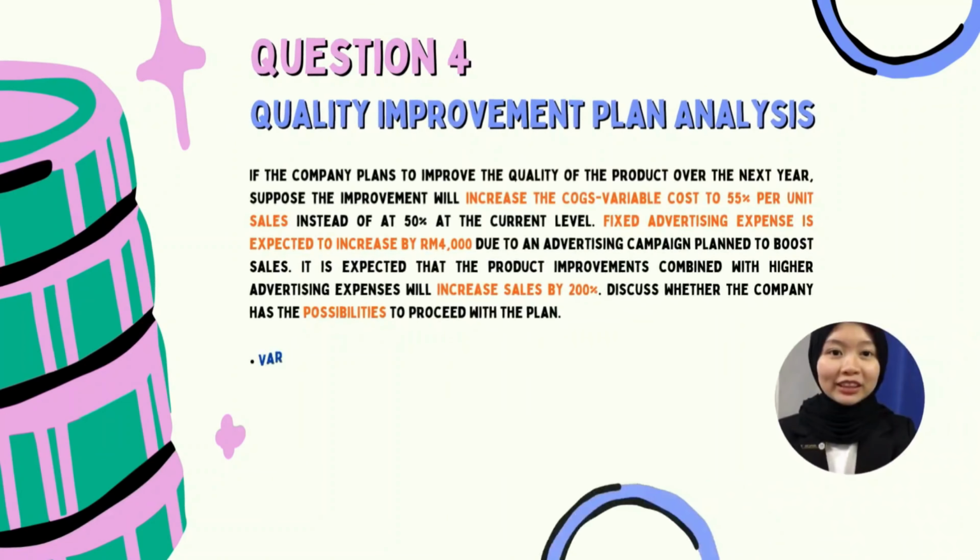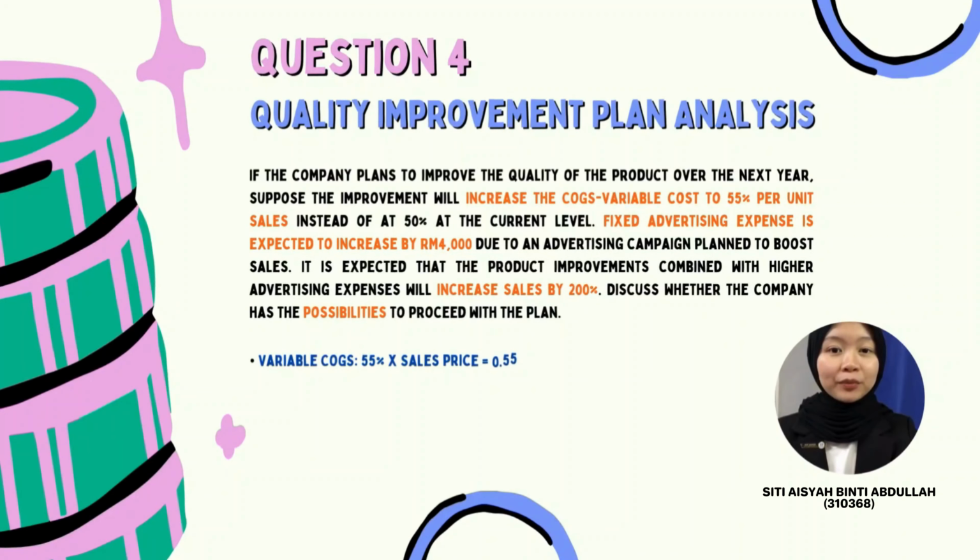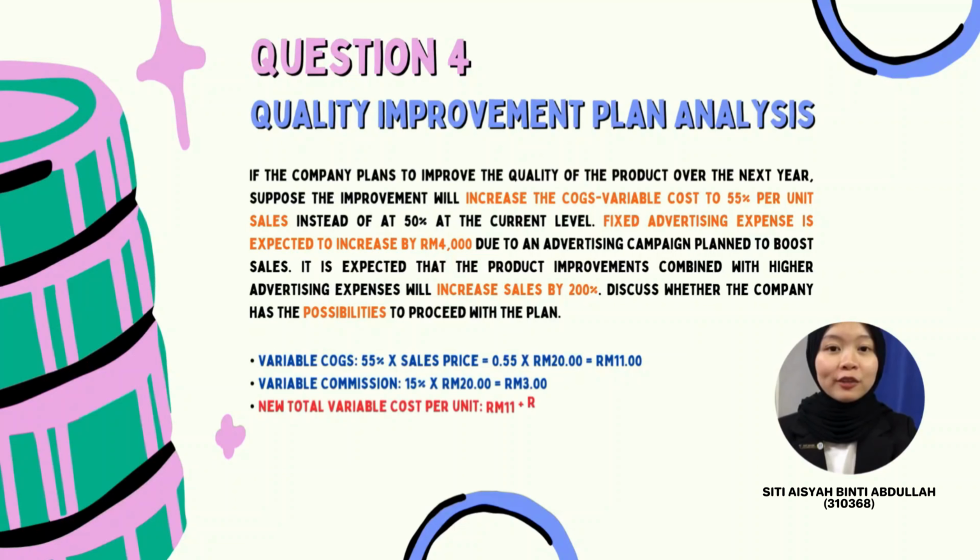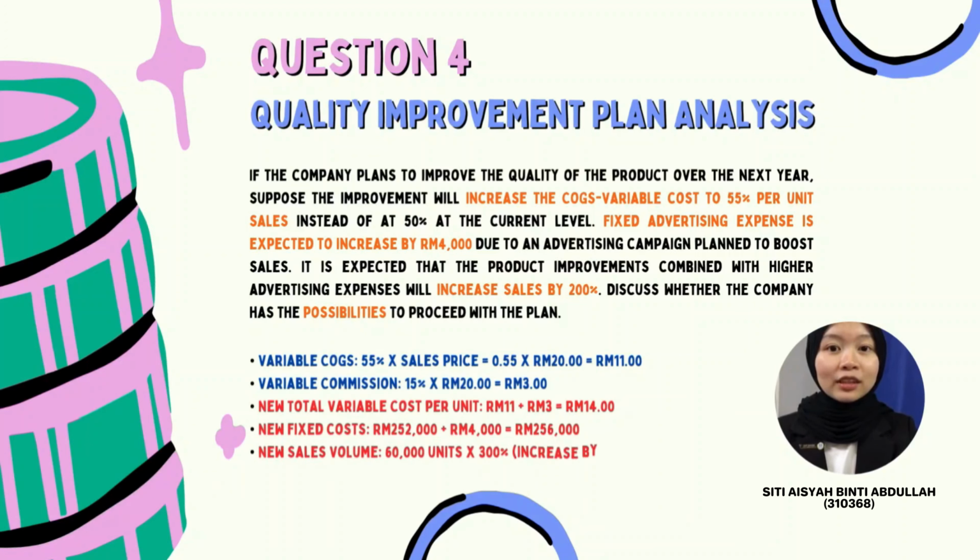Now, I will explain question 4. If the company plans to improve the quality of the product over the next year, suppose the improvement will increase the variable cost of goods sold to 55% of sales per unit instead of 50% at the current level. Fixed advertising expenses are also expected to increase by 4,000 ringgit due to an advertising campaign planned to boost sales. It is expected that the product improvement combined with higher advertising expenses will increase sales by 200%. Discuss whether the company has the possibility to proceed with the plan.